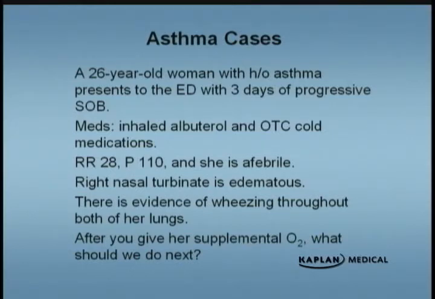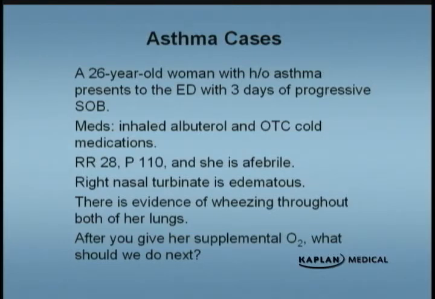And I'm going to give you a couple cases because they're very important to illustrate what we've learned in all the stuff that we learned about asthma. So we're going back to the first case we started off with. A 26-year-old woman with history of asthma presents to the emergency department with 3 days of progressive shortness of breath.